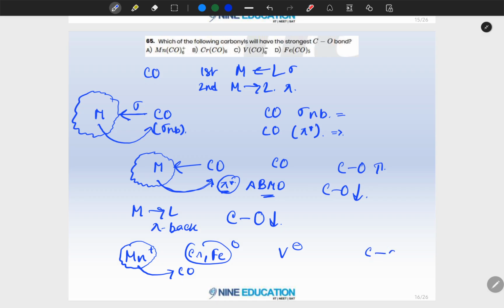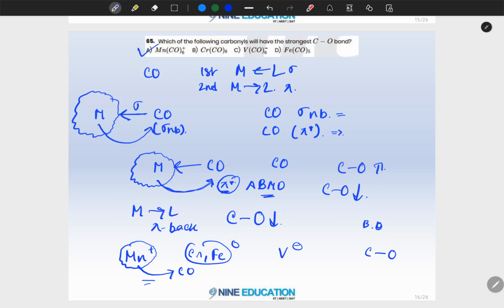Since the probability of this donation of electron cloud is minimum, there is very little probability of a decrease in the bond order of CO. So I can say that the bond order of CO will not change much because of the very small extent of pi back bonding. That's why CO will have the strongest bond in the first complex.